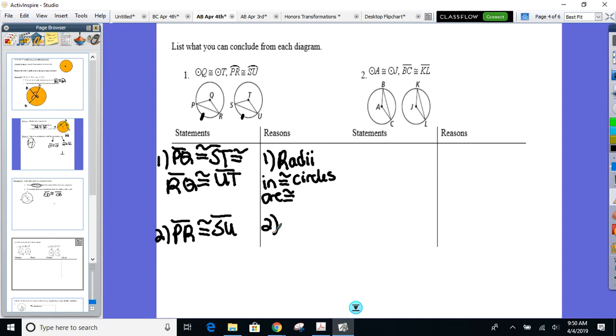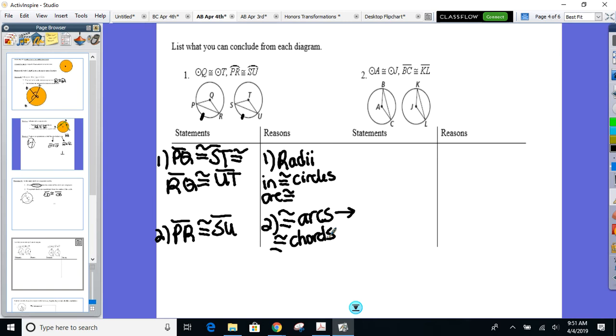Congruent arcs have congruent chords. So here's what we're going to have. Congruent arcs, here's our good old buddy implies, congruent chords. Congruent arcs imply congruent chords.